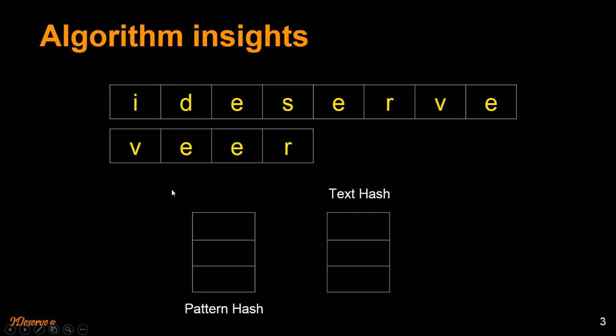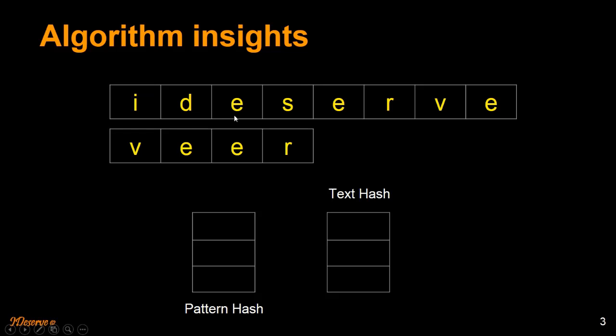What I'm going to do is maintain two hash tables. One is called pattern hash, the other one is called text hash. In the pattern hash I'm going to put the characters in the pattern and the corresponding number of characters that are present in the pattern. So for example, if you have veer as the pattern, the pattern hash will have v, 1, e, 2 and r, 1. Okay, so the number of characters in that particular pattern. Similarly for text hash.